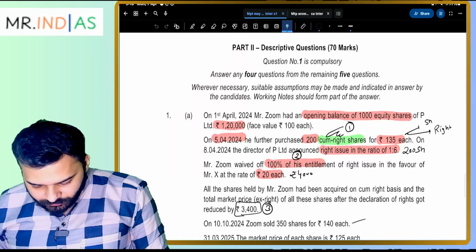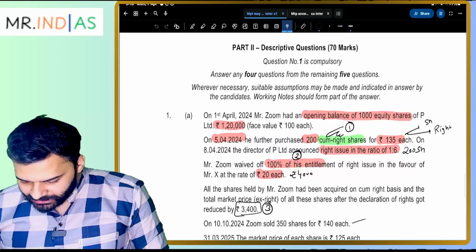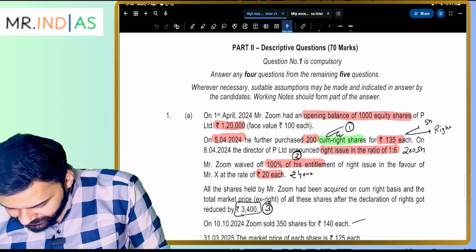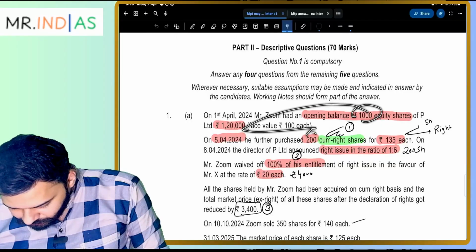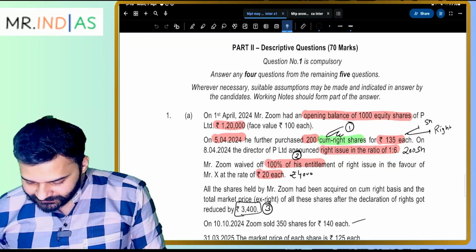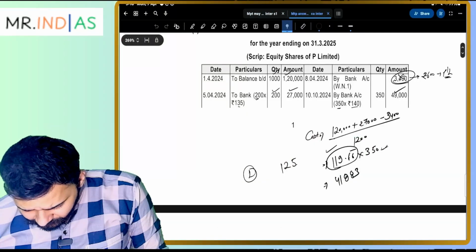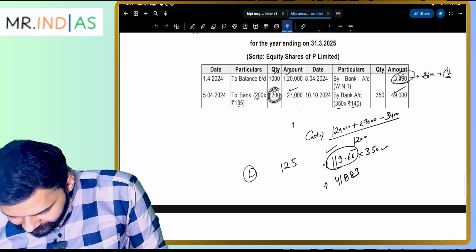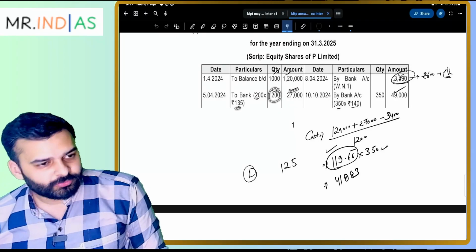On 8th of April 24, the directors of P Limited announced a right issue in the ratio of 1:6. So Mr. Zoom has 1000 shares plus he purchased 200 shares, so 1:6 comes out to be 200 shares, right? So opening balance is 1000 shares, 1,20,000. He purchased 200 shares at 135. This comes out to be 27,000.